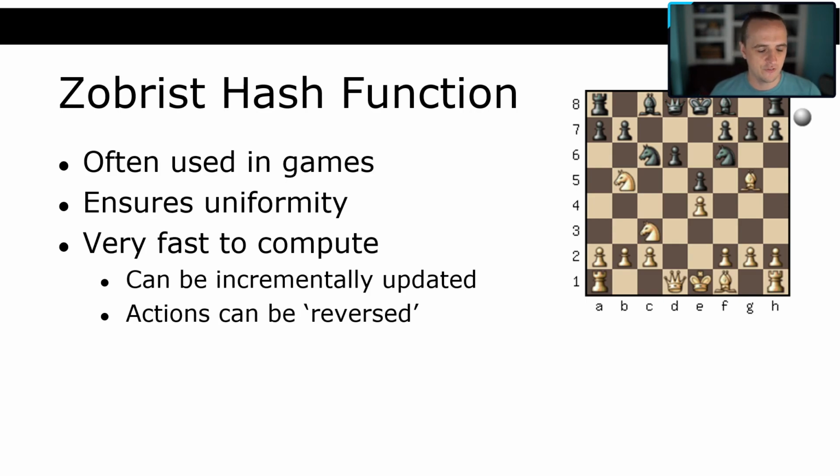It is very fast to compute because it can be incrementally updated. So the actions in Zobrist, you can take a hash state at the beginning of a game, and every move that you make, you can just make incremental updates to the hash function, which are very, very fast.